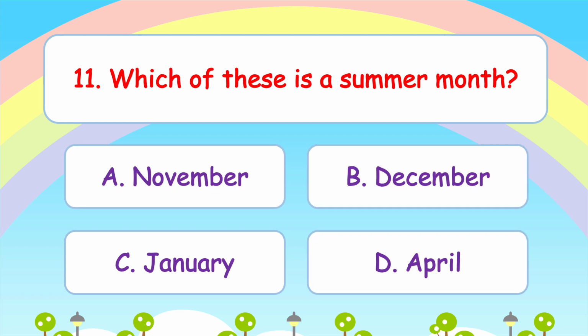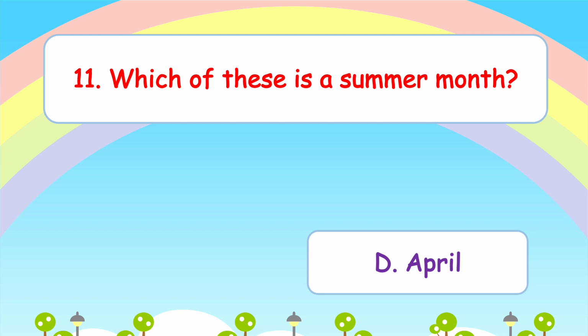Which of these is a summer month? And your options are November, December, January, or April. And it's April. April is a summer month.